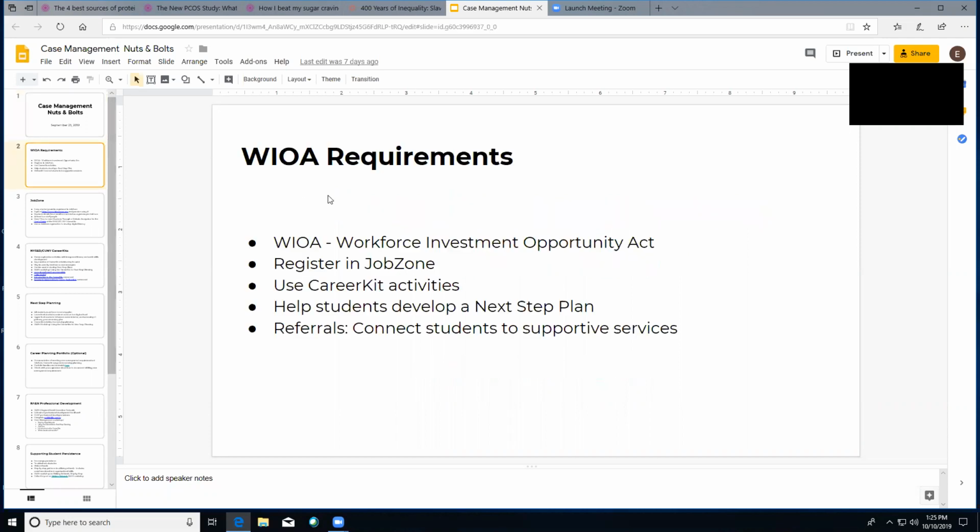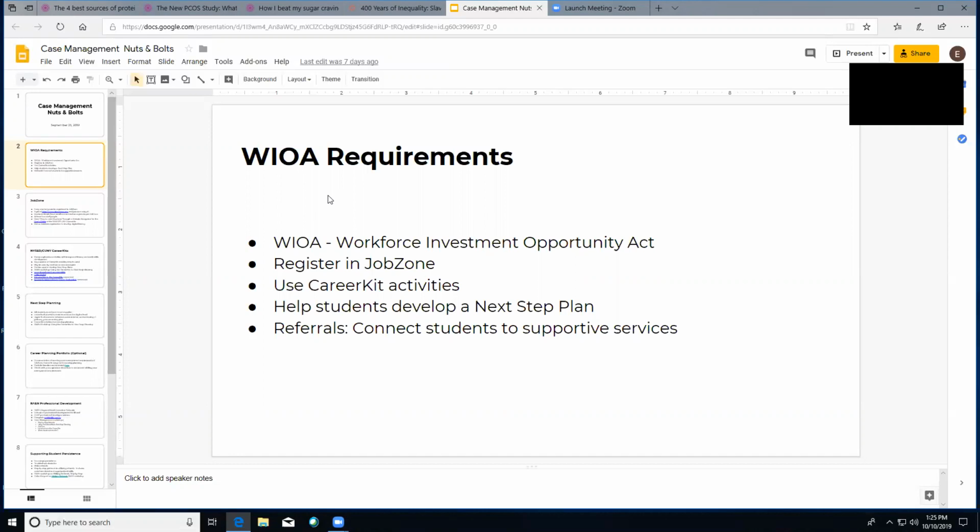These requirements come from WIOA, which is the Workforce Investment Opportunity Act. That's where CUNY Adult Literacy Programs get our funding from, and they have certain requirements of case management. So the first requirement is to register in Job Zone. All students must register in Job Zone. I'll go into that in more detail soon.